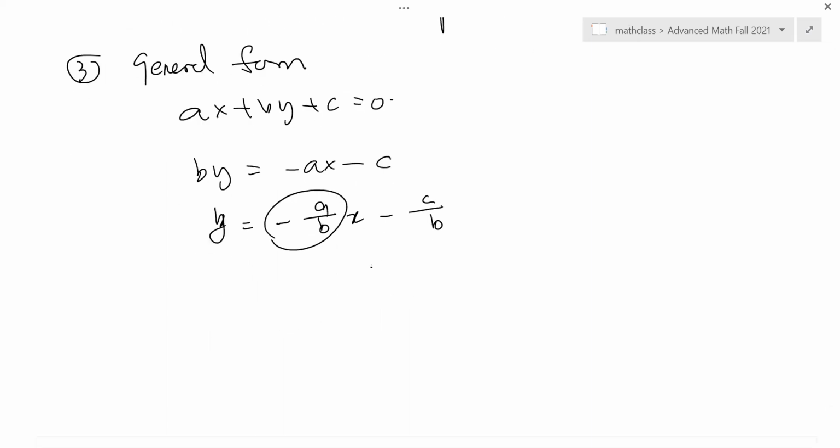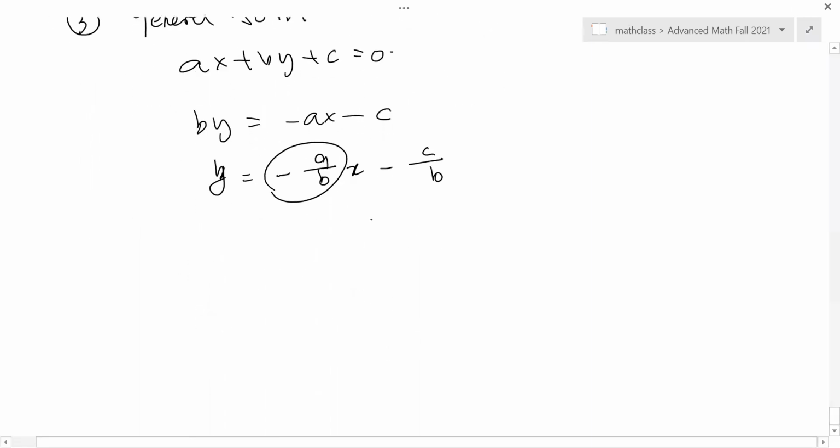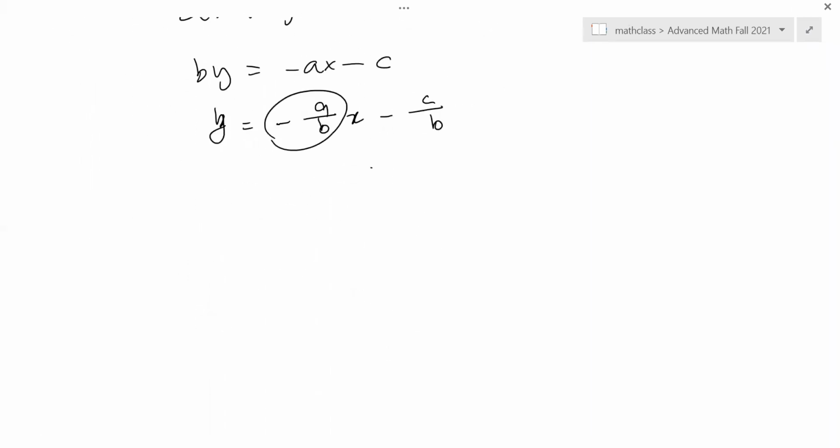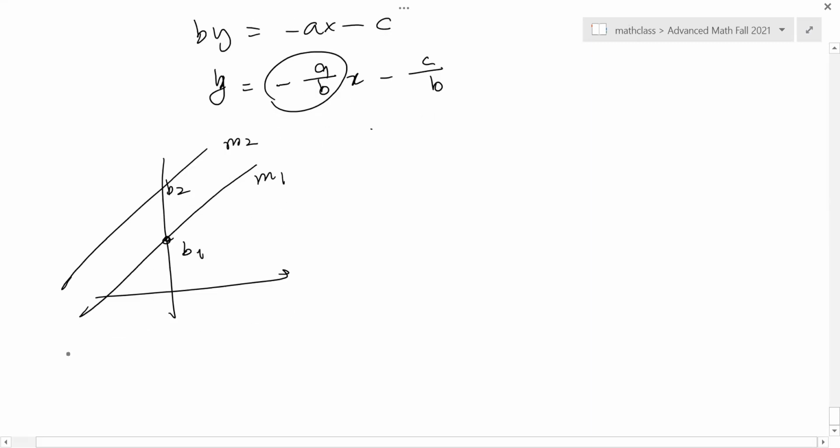All right, now let's take a look at two parallel lines. Let's say two parallel lines with intercepts b1 and b2 and slopes m1 and m2. Two lines are parallel if and only if they have the same slope. That's it.